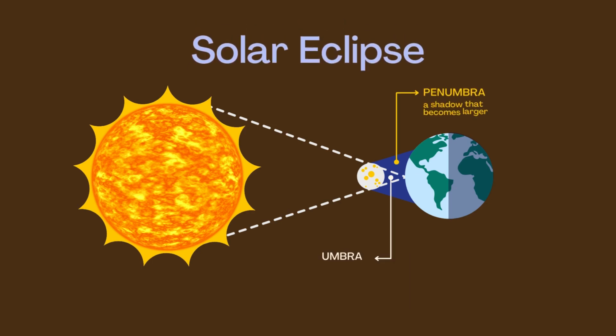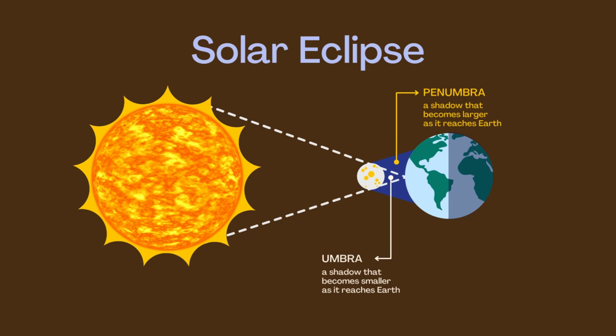These are the umbra and penumbra. The umbra and penumbra are the two parts of the shadow created during a solar or a lunar eclipse. The umbra is the central darkest part of the shadow. During a solar eclipse, it's the area where the moon completely blocks the sun's light from reaching the earth, resulting in a total eclipse. Penumbra is the outer part of the shadow.